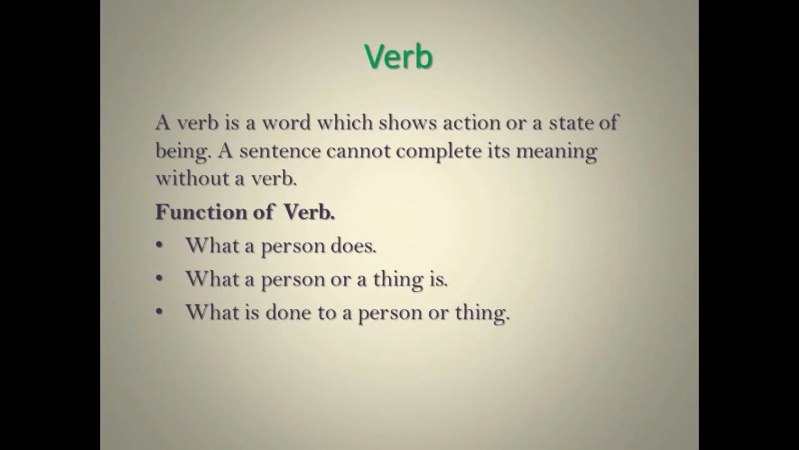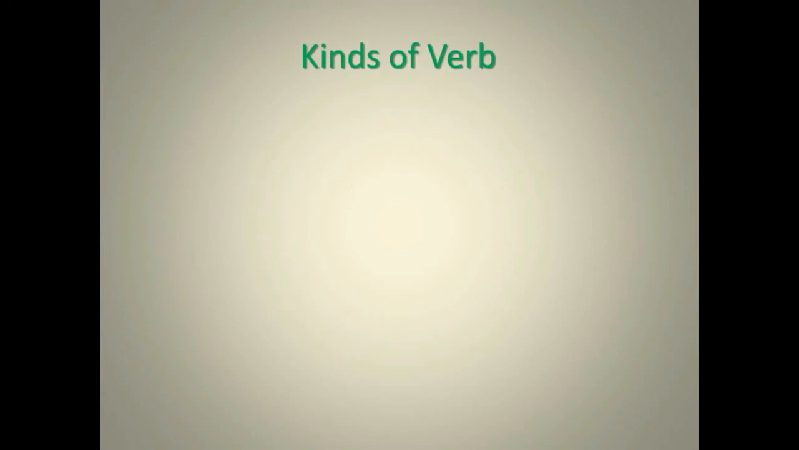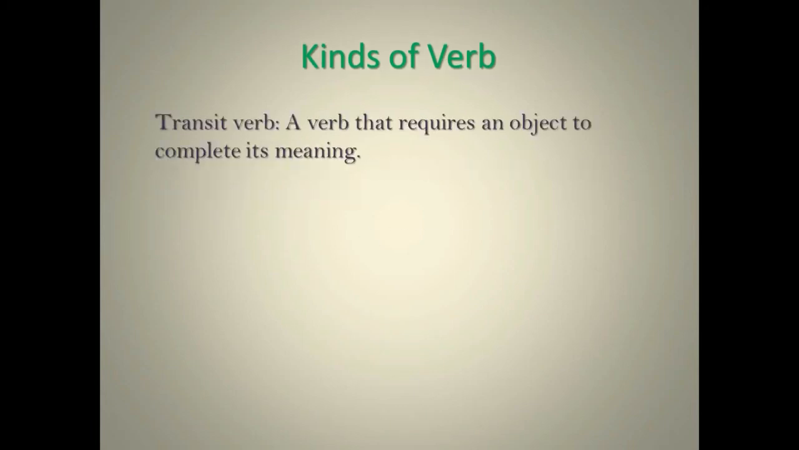Then, what is done to a person or a thing? Garima was punished by her teacher. So was punished is a verb. The window is broken. What happened to the window? The window is broken. So broken will be a verb. He has been bitten by a dog. So what has been done to him? He has been bitten. So bitten will be a verb. So these are the functions of verbs.